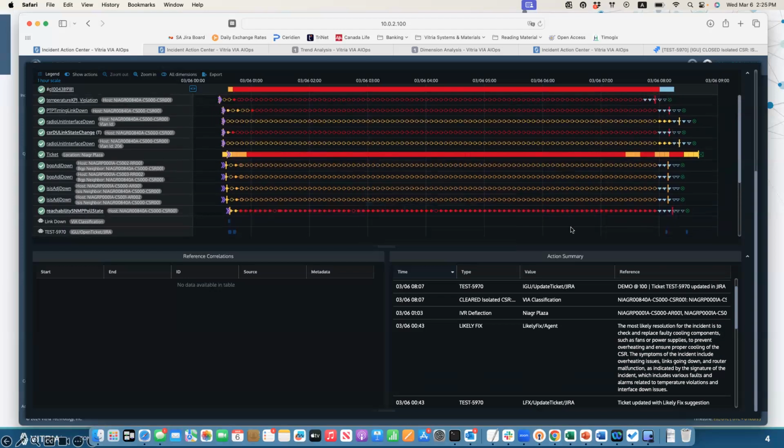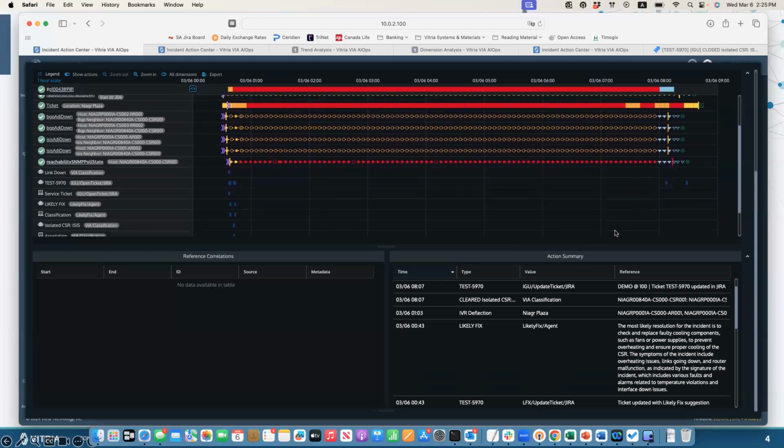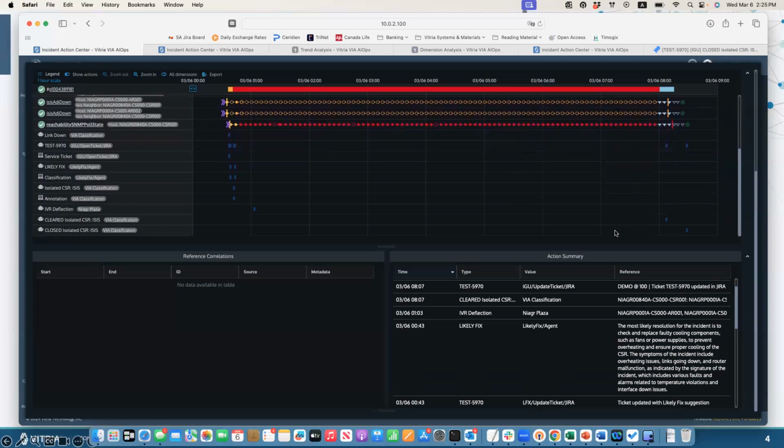Okay, so from there, what we do is we track the state of all of these different signals until the issue is resolved, or the issue is reported as resolved within the information that's been generated by the network. At that point, we then clear the isolated CSR issue, and after a certain amount of time, we close that issue. We are also monitoring for the ticket to be closed within the trouble ticketing system.